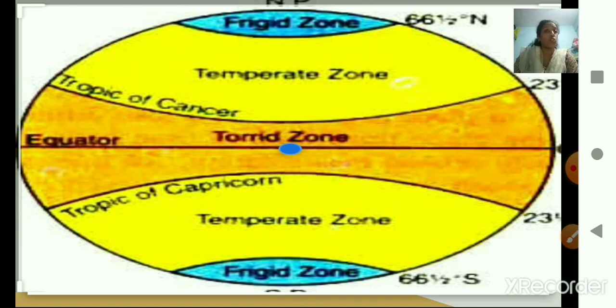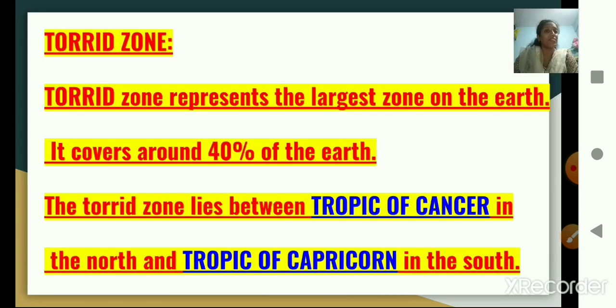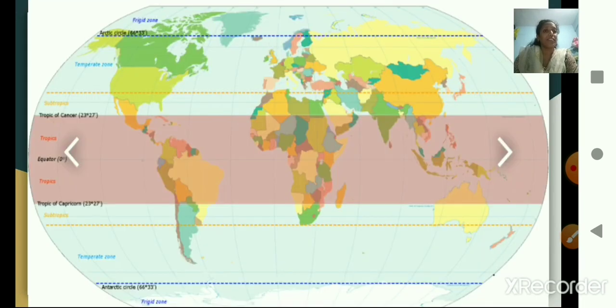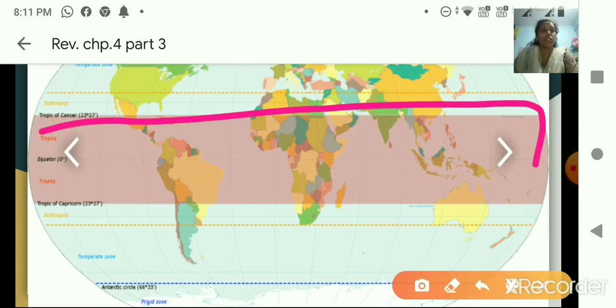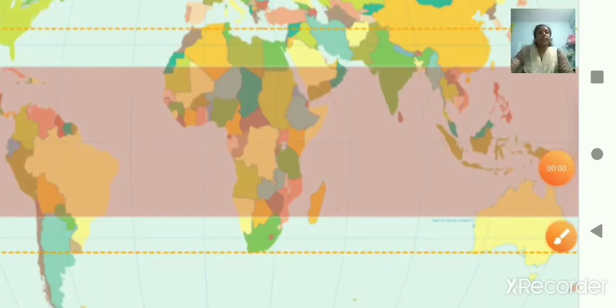Children, do you know which countries lie in this zone? Let us see. See children, this is the torrid zone. Countries such as Indonesia, Malaysia, Thailand, Sri Lanka, Bangladesh, etc. are located in the torrid zone.